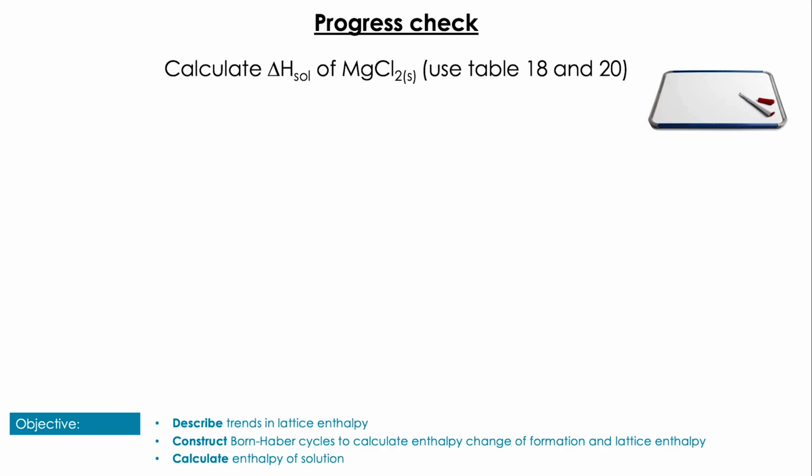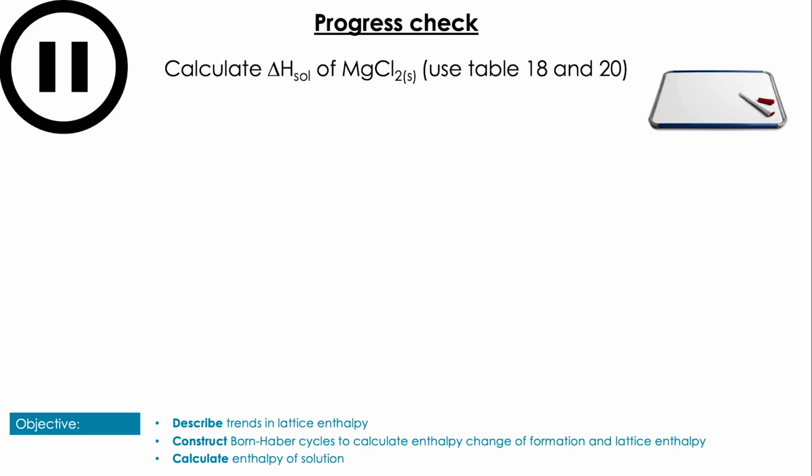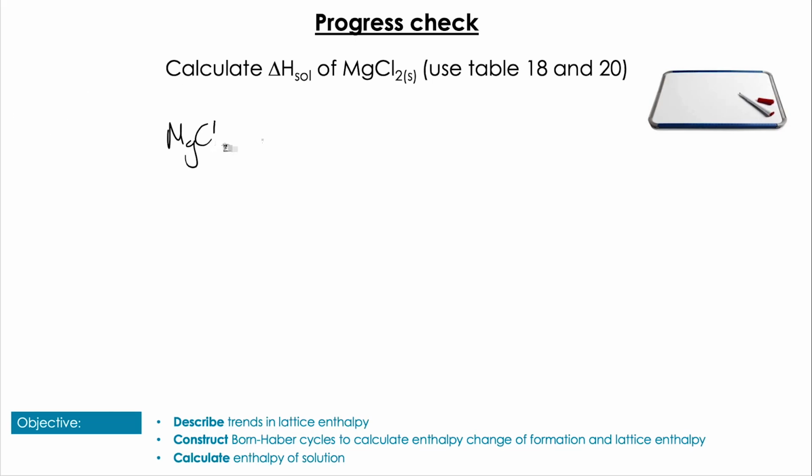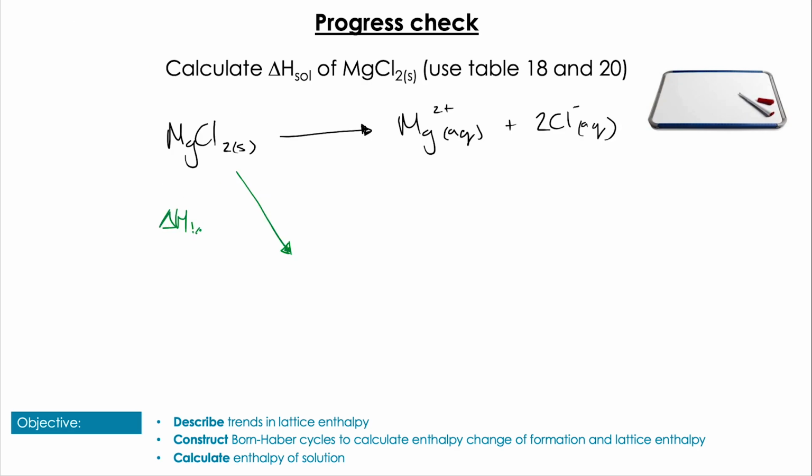Next question, calculate the enthalpy of solution of magnesium chloride using table 18 and 20, using the method we did before. Pause the video and have a go at this. So of course, using the same thermochemical cycle as we used before, we're going to have magnesium chloride solid goes to magnesium 2 plus aqueous plus 2 Cl minus.